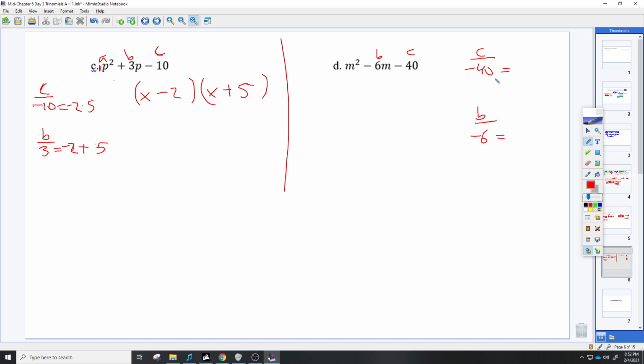What do we have for 40? We have 2 and 20. We're trying to get negative 6. So 2 and 20, they're really spaced out. We want something that's closer.